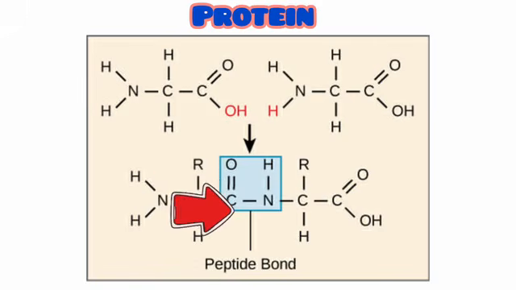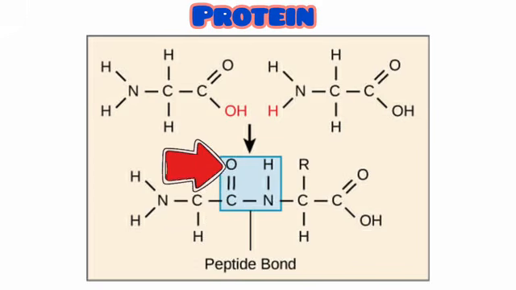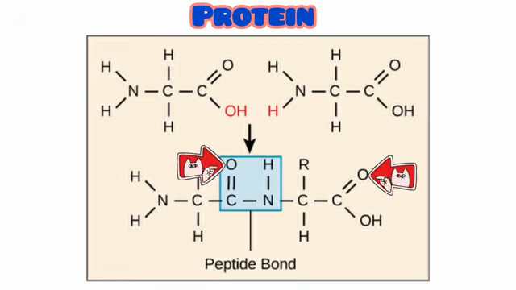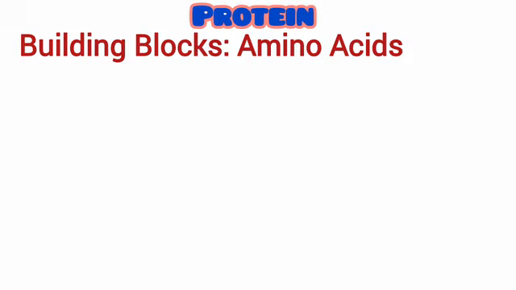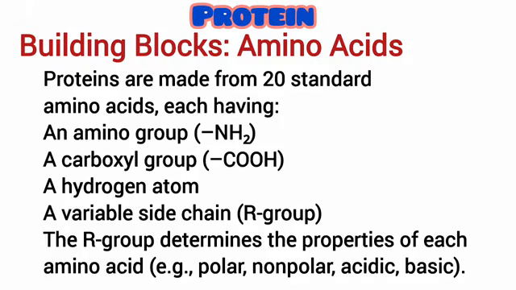So you can see that the peptide bond, one carbon atom is attached to this oxygen and the other is attached to what? The hydrogen. Protein contains carbon, hydrogen, oxygen, nitrogen, and sometimes sulfur. It should be noted that the sequence and arrangement of amino acids determine the protein structure and function. Proteins are made from 20 standard amino acids.